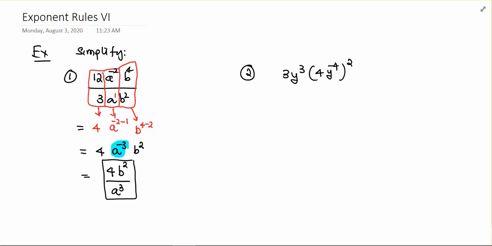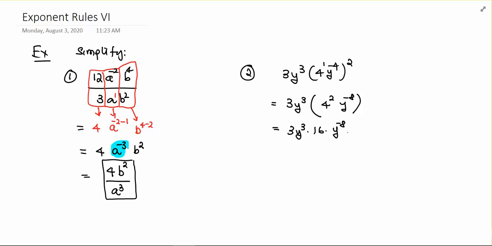Okay, so then groups first, followed by exponents next. So this is going to give me 3y to the third. Remember that's a 1. So that's going to be 4 to the second, and then y to the minus 8. Okay, so these parentheses are just there to group the 4 and the y with the 2, and since we've taken care of that 2, we don't really need those parentheses anymore. So this is simply 3y to the third, 4 times 4 is 16, times y to the negative 8.